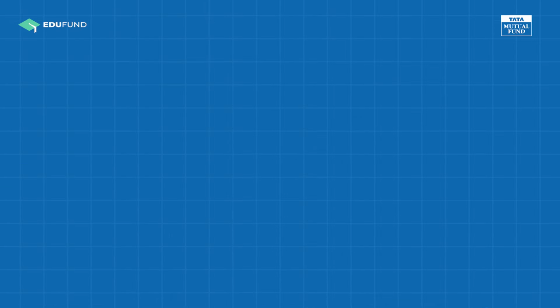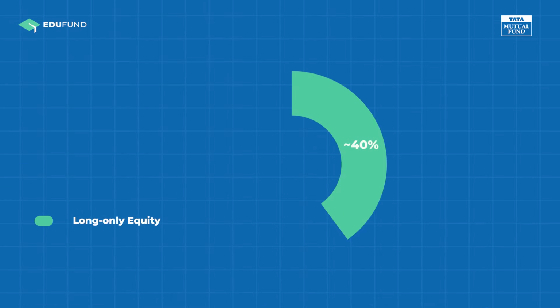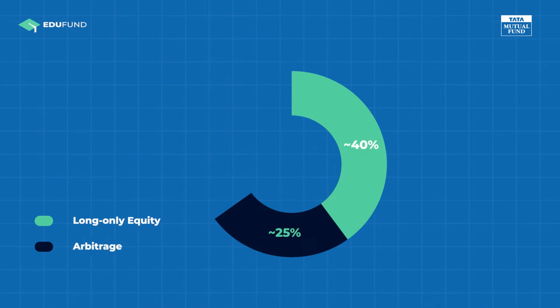Now, as I said, it is a dynamic asset allocation fund. Let's take a hypothetical example: if the output of the model is saying that you need to invest 40% into equities, we will do that. We will put 40% into the long only equities, 25% will go into arbitrage because we need to maintain the minimum 65% equity allocation, and the balance will go into debt.